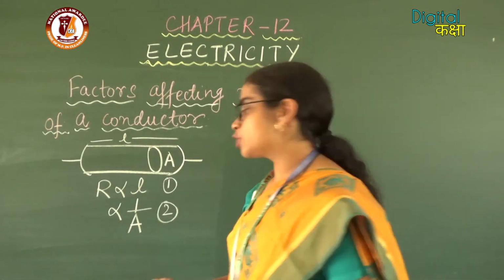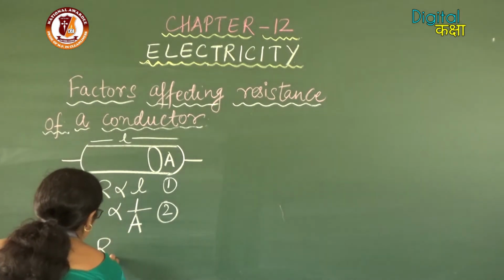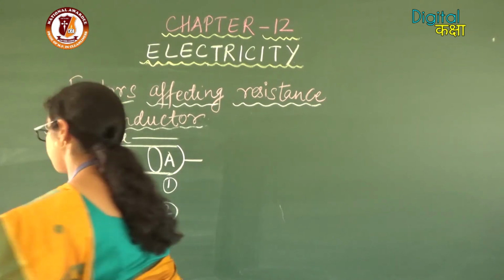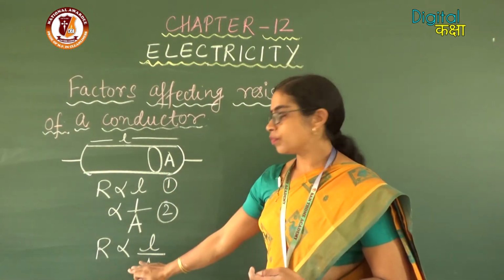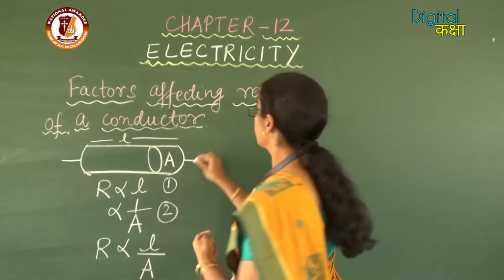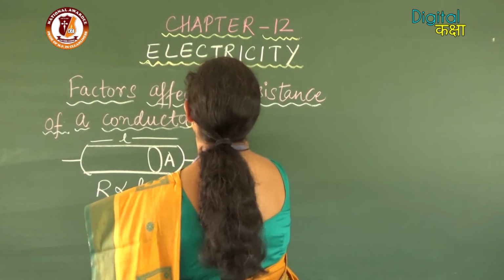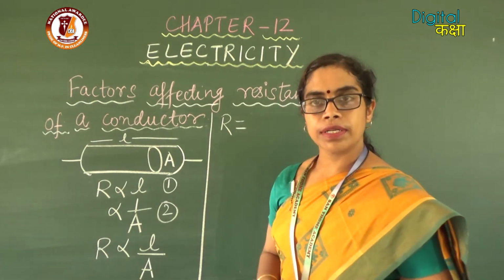On combining these two, I can write it as R is proportional to L upon A. When I remove this proportionality sign, I get an equal to sign with a constant.